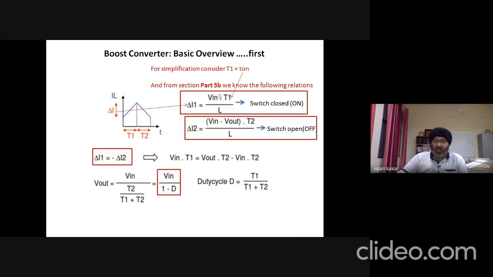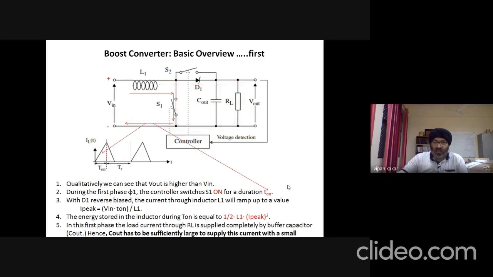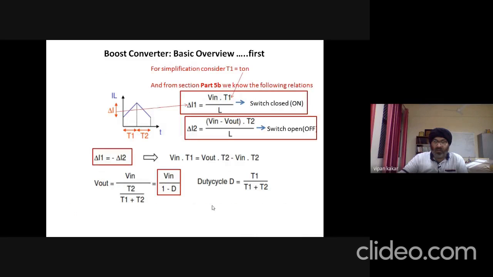Simply mathematically also we know that the change in inductor current is V in multiplied by the turn on time, which is T1, because for simplification we consider T1 equal to T on, divided by the value of L, as we saw in the previous case over here, V in multiplied by this one, so that will be the peak current.